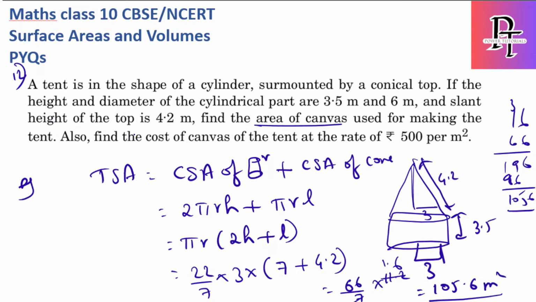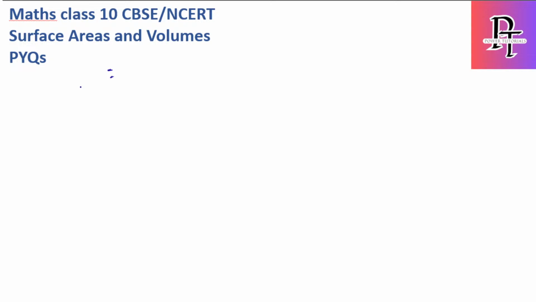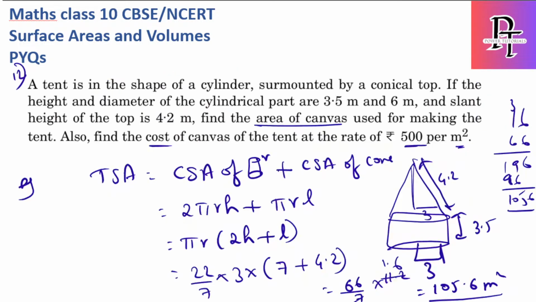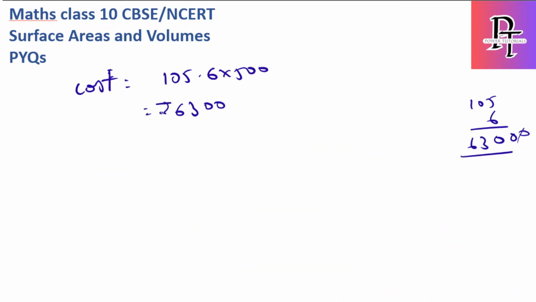They are not asking only for the TSA, they are also asking the cost of the canvas, because for 1 meter square it is 500 rupees. So simply for this we have to multiply by 500. Total cost is equal to 105.6 into 500. So I will just multiply by 5: 5 6s are 30, so it becomes 630, and then we multiply by 2 zeros and remove 1 decimal place, so it is 6300 rupees. Make sure you mention the unit here.